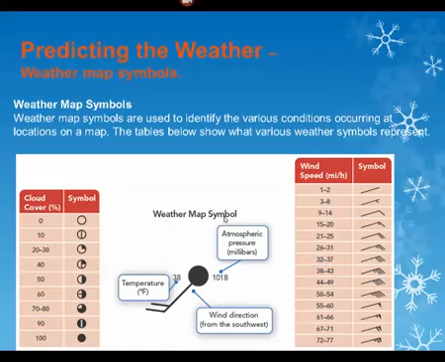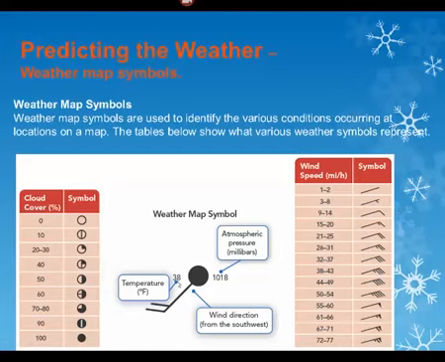Weather map symbols found on the weather map also have the atmospheric pressure measured in millibars. The wind direction uses the wind speed symbol, and it puts it off of the circle in the direction that the wind is coming from. The temperature is also identified on these symbols.